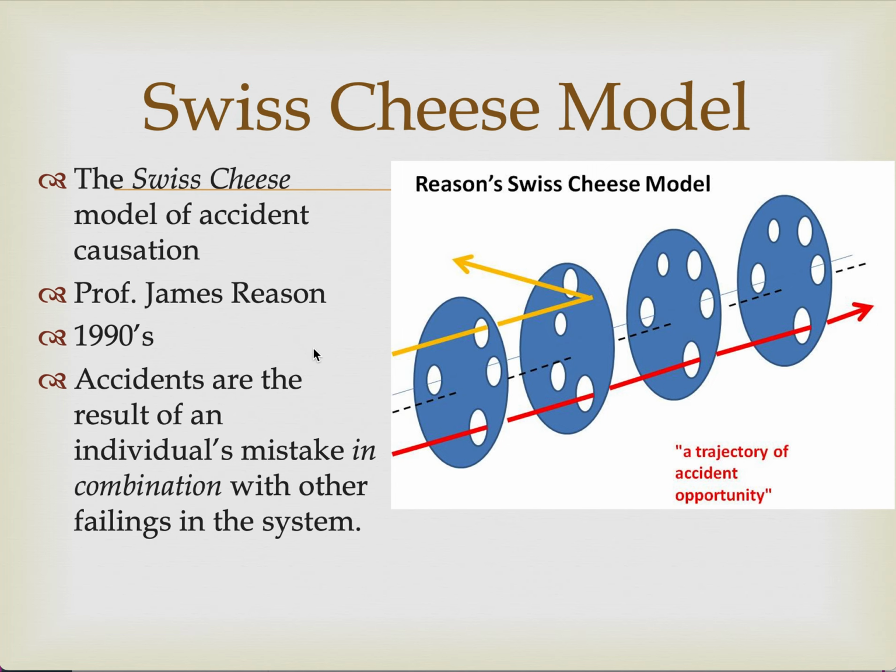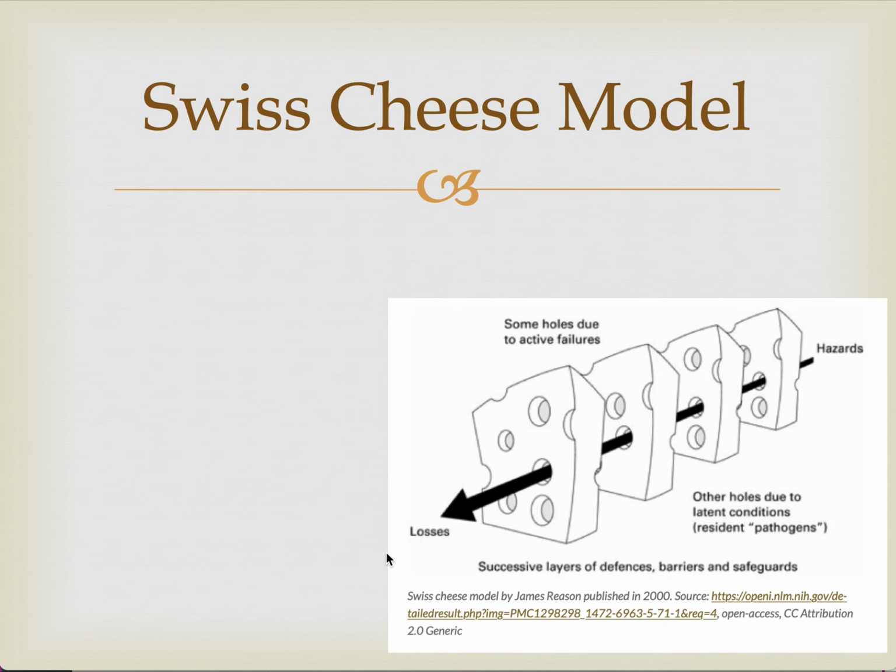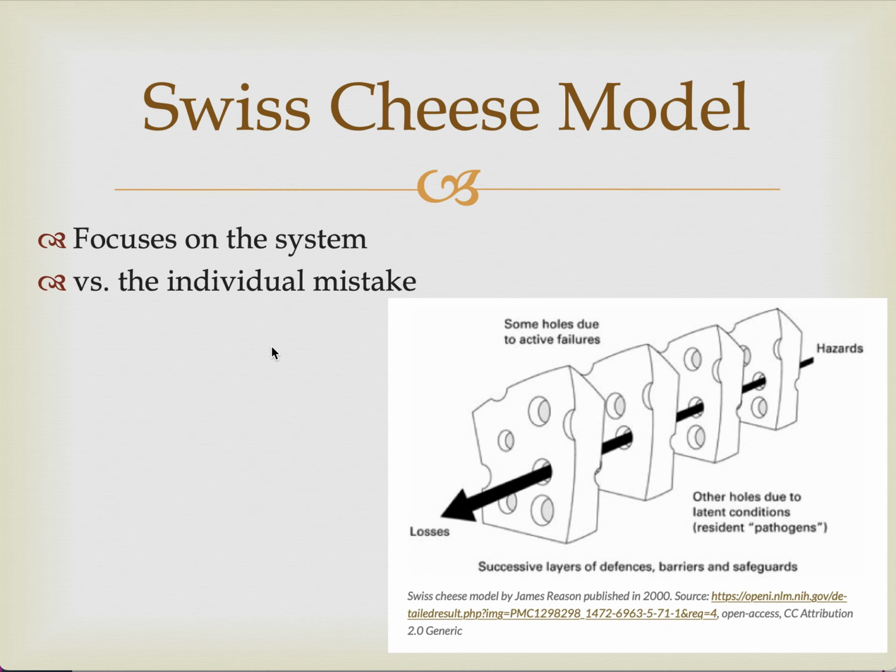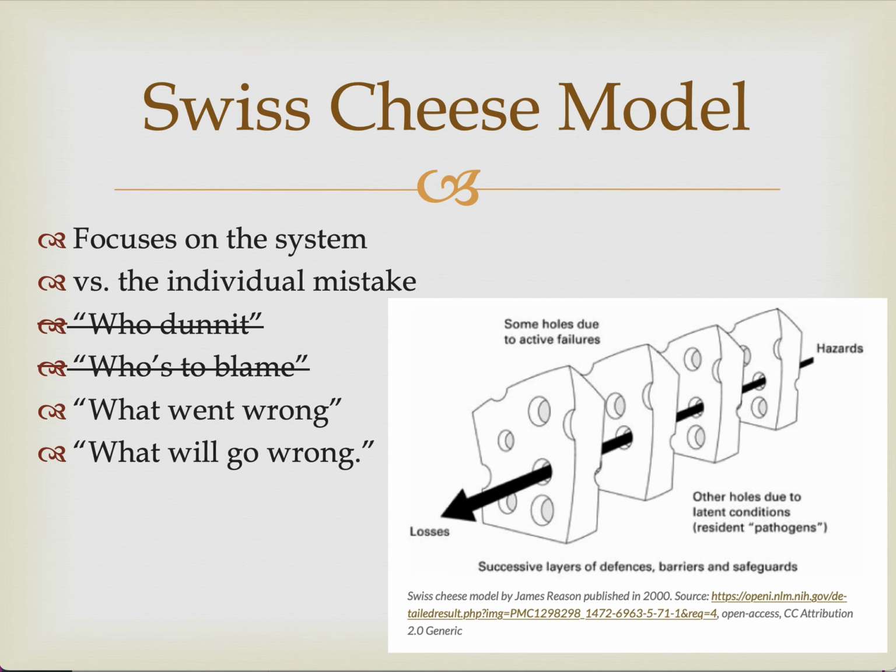More on that in just a second here. So it focuses on the system, not just one thing that goes wrong, but what all had to go wrong for an accident to occur. I'm going to show you many more renditions of this as we go, okay? So it focuses on the system versus the individual once again. Not so much who done it or who's to blame, but what went wrong, what will go wrong next time, and what can we do to keep that from happening.